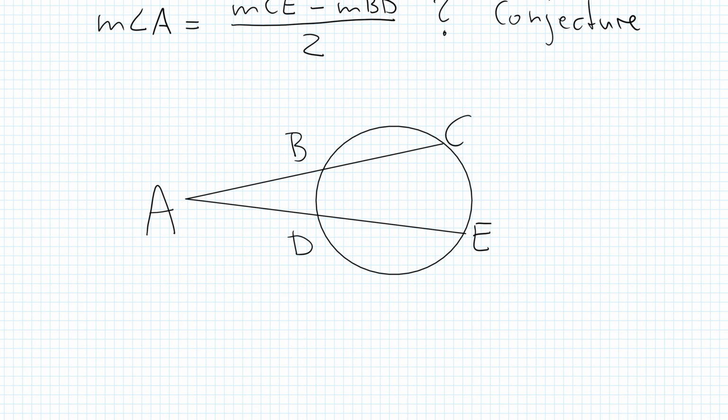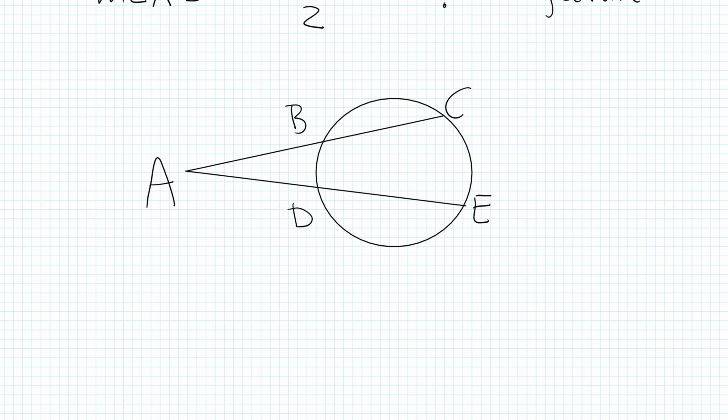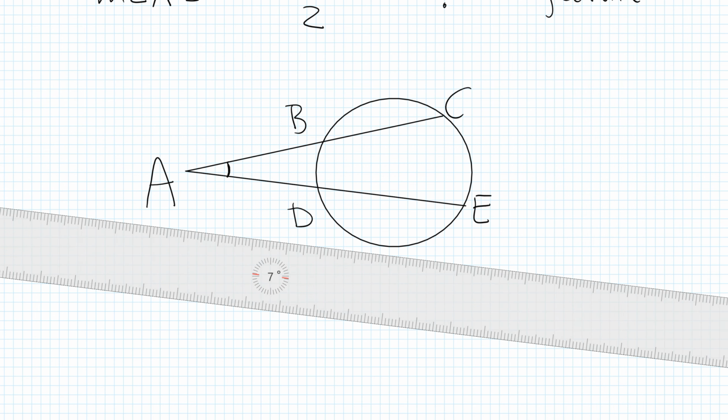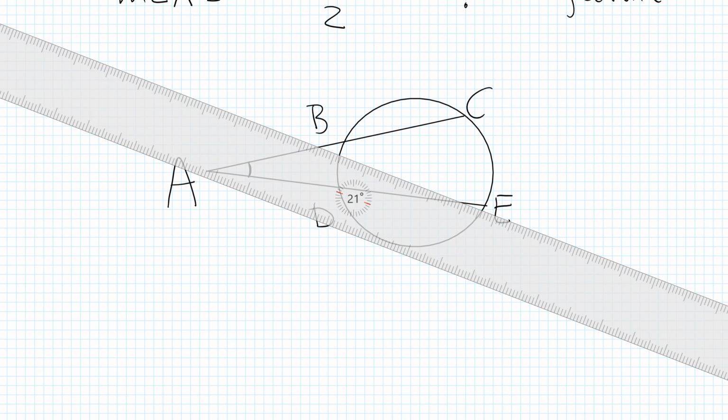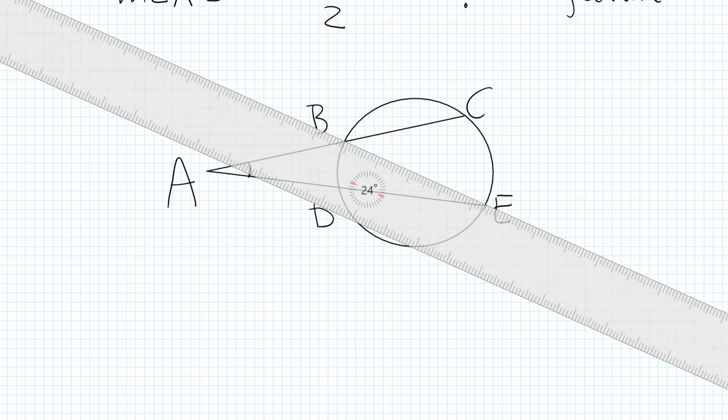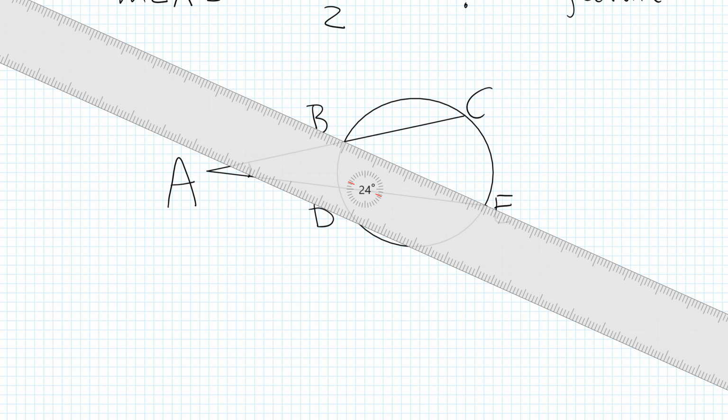So what's the first thing you would do here? Our goal is to figure out the measure of angle A in terms of arc CE and BD, correct? So the first thing we do is draw a chord that connects point B and E. Okay, so let's do that. Let's construct the chord here like that.